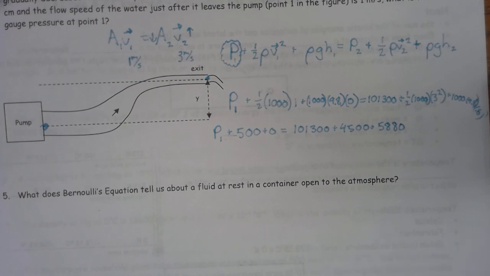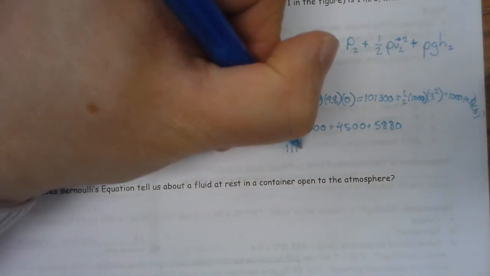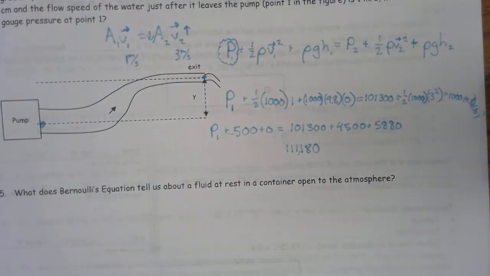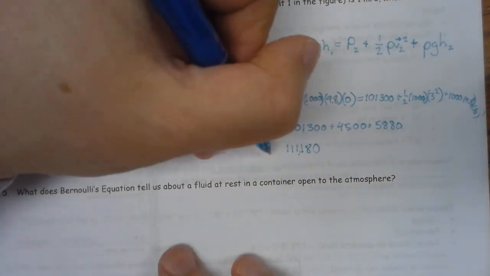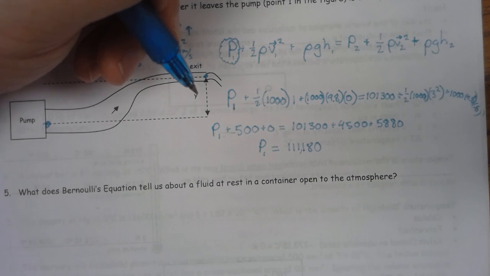Is that it? Can we find the pressure at the beginning? I feel like we have just solid numbers. I had this number memorized. I think it's 1111 80. Yeah. I just keep on writing ones until I get to the 8. 111,180 pascals. Wait, but here's the problem. That's the pressure at 1. That's the absolute true pressure at 1.